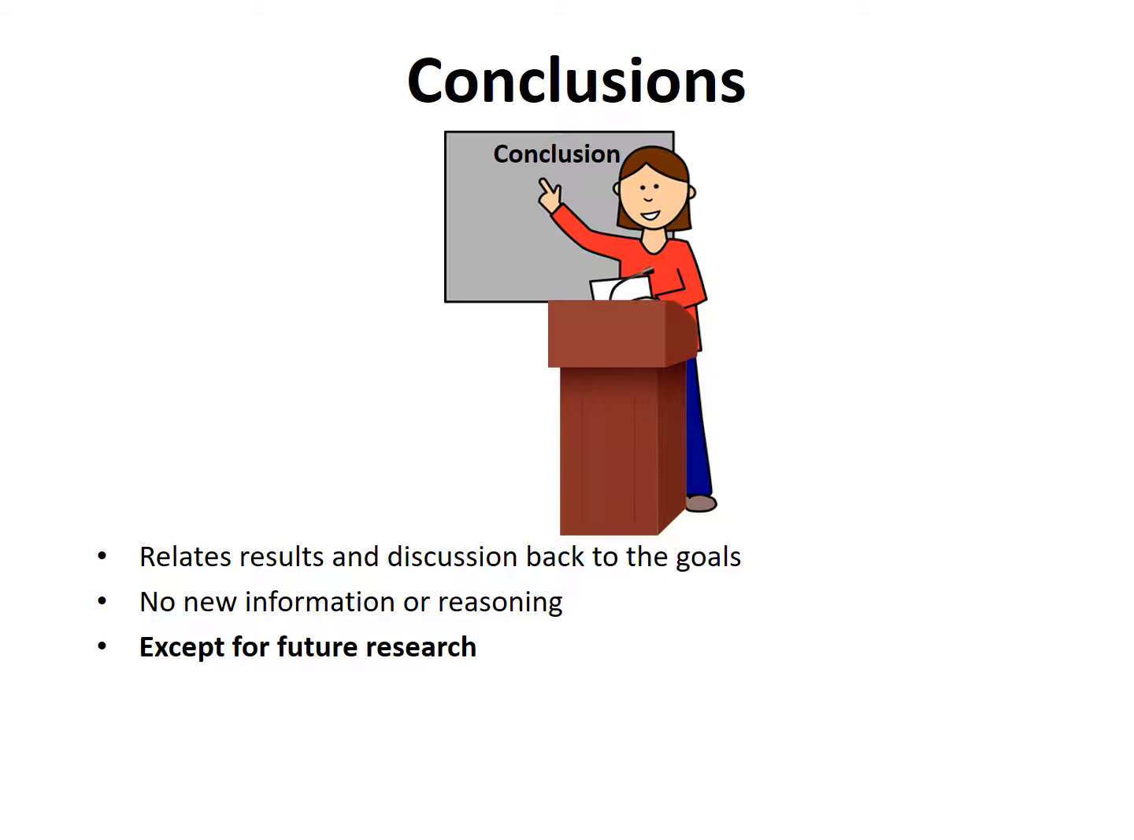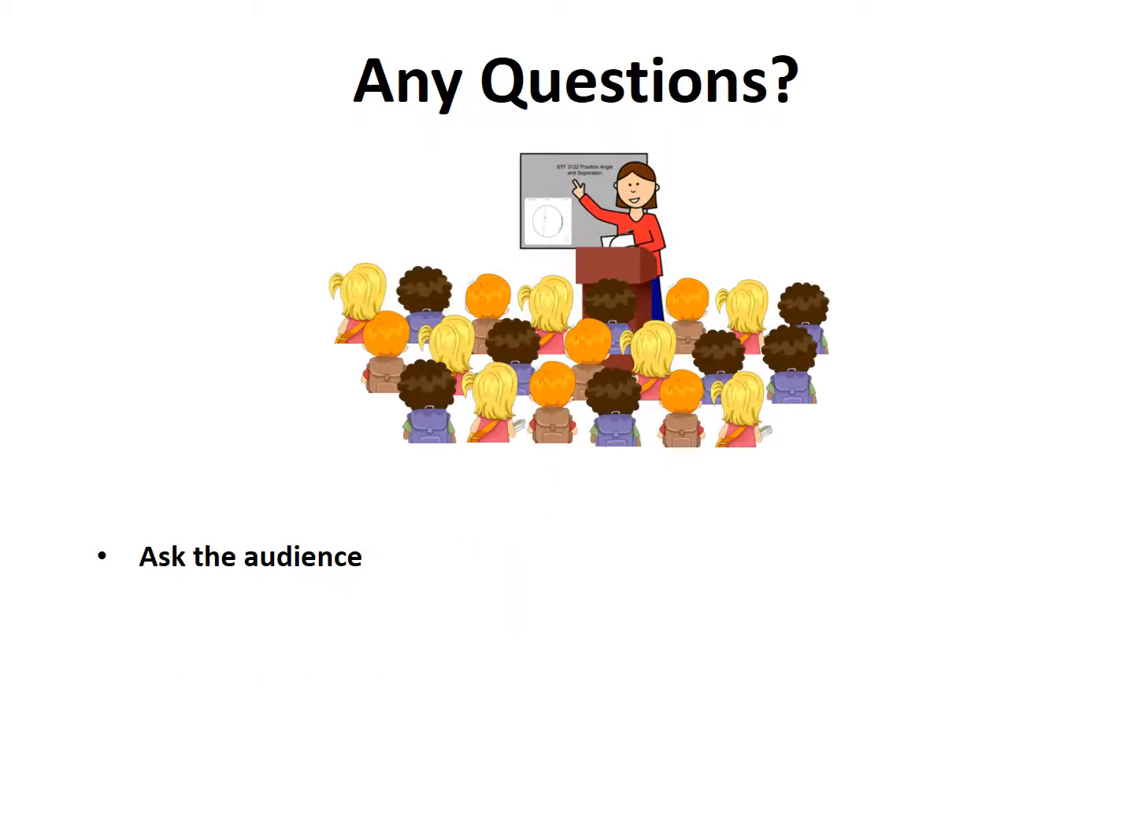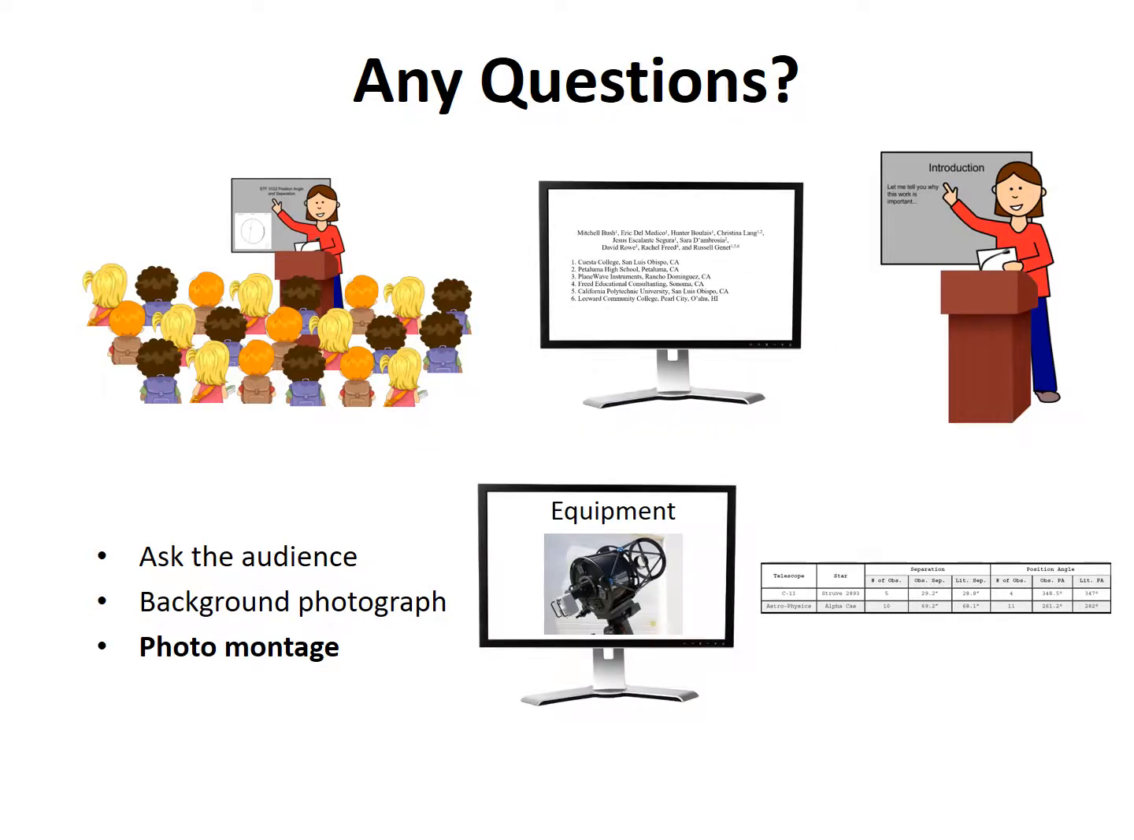These potential areas of research should be specific rather than a general statement such as, this double star needs more follow-up observations. The very last slide should ask if there are any questions. The slide might have a background photograph that reminds the audience of the main theme of the research, perhaps the same background as the title slide. Even better would be a montage of key photographs from the briefing. This will remind the audience of the key points made in the talk and help direct their questions to pertinent topics.